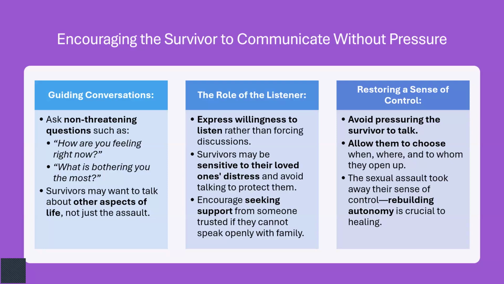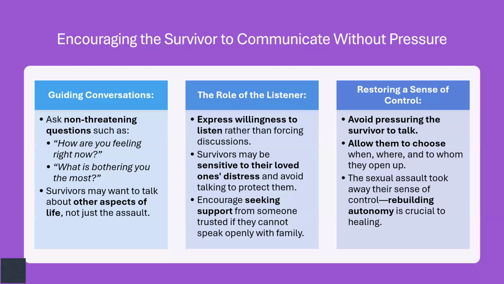So the role of the listener is to express that they're willing to listen. Sometimes they don't want to hear. Sometimes they just want to be able to express their frustrations or their feelings rather than forcing certain discussions. Understand that survivors may be sensitive to their loved ones' distress and avoid talking to protect them too. A lot of secondary victims just don't know what to say or what not to say, so some may resort to not communicating at all. Then we want to encourage them to seek support from somebody trusted if they feel like they can't be open with their family. When working with a survivor, you also want to restore that sense of control.